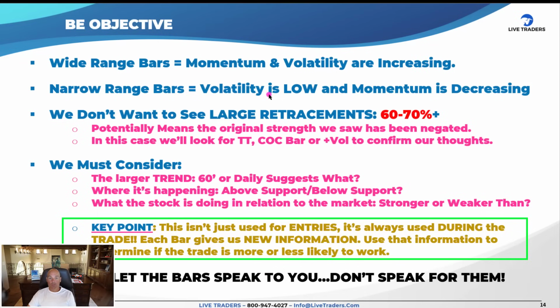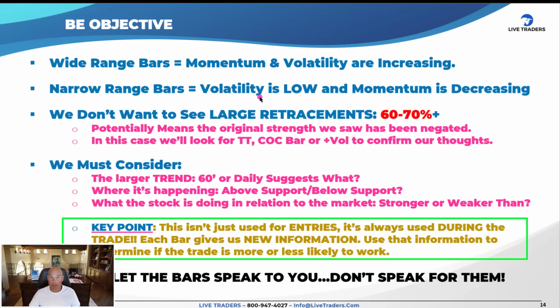Narrow range bars equal volatility is low and momentum is decreasing. This is that tug of war we talk about. This is like we saw the market today for 10, 15 minutes. It stayed in like a 90-cent range or even tighter than that. The volatility was extremely low, and we're waiting for volatility to pick up, because when volatility is low, price movement is narrow most of the time, okay? And when price movement is narrow, it's very hard to make money because there is a lack of follow through.